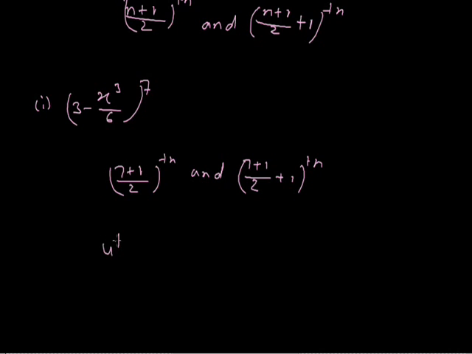So how can we find the fourth term? Using the general term formula. Here the fourth term is equal to T(3 + 1), which is equal to 7C3 · 3^4 · (-x^3/6)^3.